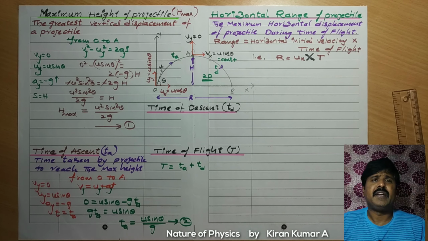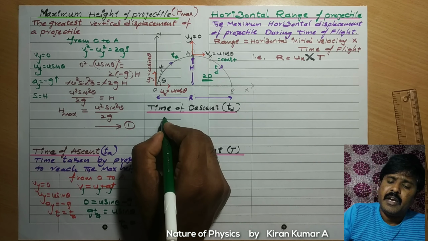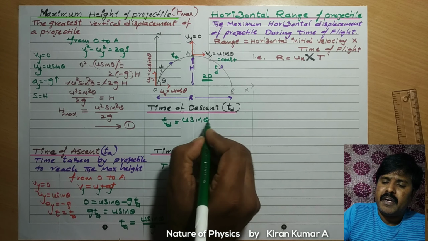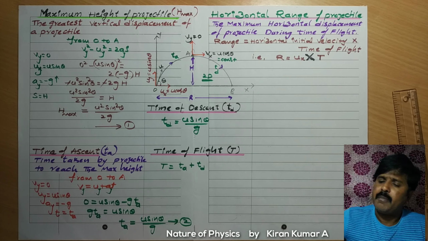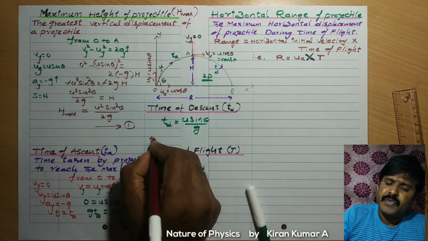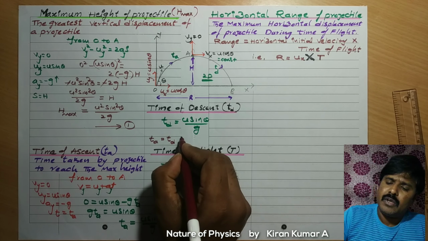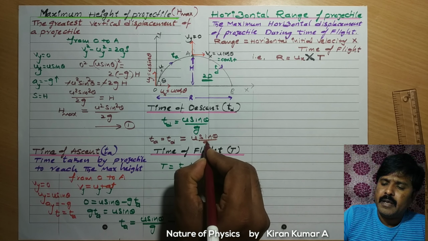So time of ascent is equal to time of descent. Already in the vertically upward projection video I gave, student, the proof of time of descent is not necessary here also. We can write the time of descent also as u sin theta divided by g, student. And in continuation, time of ascent is equal to time of descent is equal to u sin theta divided by g.